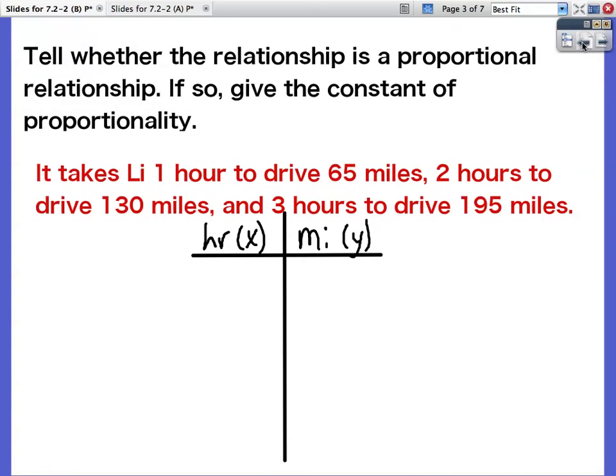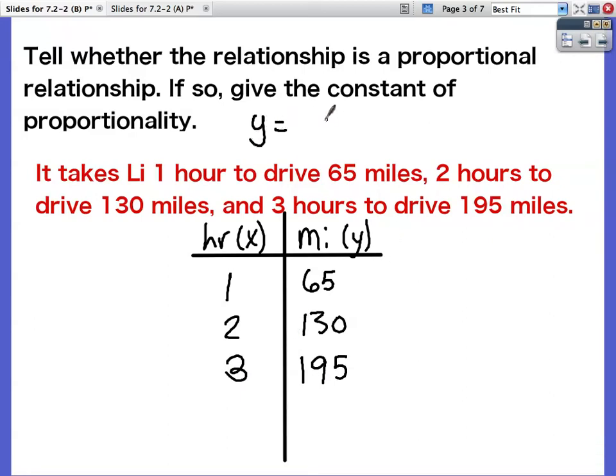Okay, here we go. Let's go to our first example. It takes Lee 1 hour to drive 65 miles, 2 hours to drive 130 miles, and 3 hours to drive 195 miles. And the directions say, tell whether the relationship is a proportional relationship. If so, give the constant of proportionality. So, first, we need to make our own little table here. If Lee's driving, it took him 1 hour to go 65 miles, 2 hours to go 130, and 3 hours to go 195, we have to ask ourselves, is there a rule that we can write?